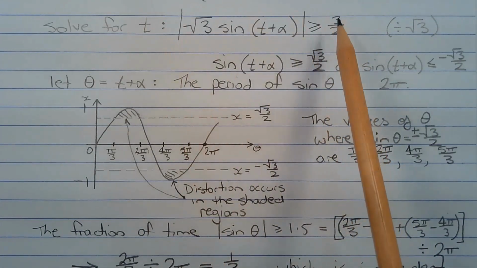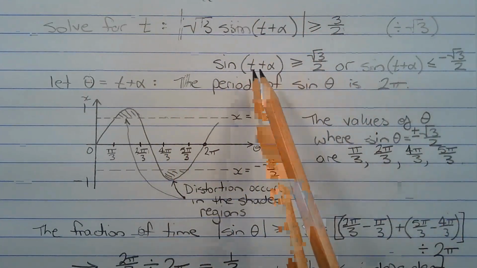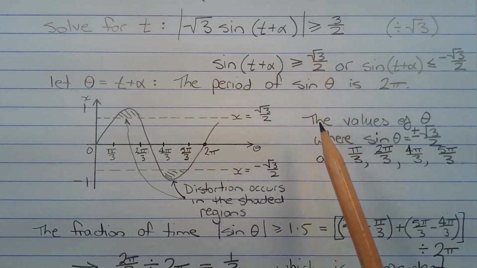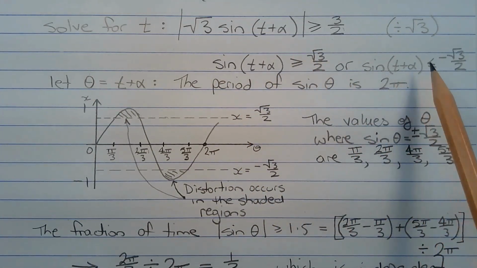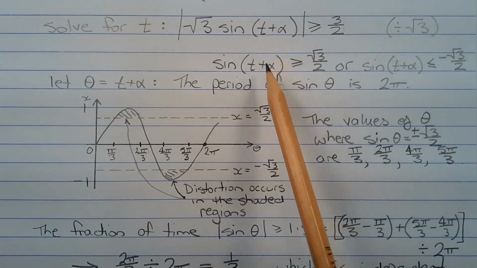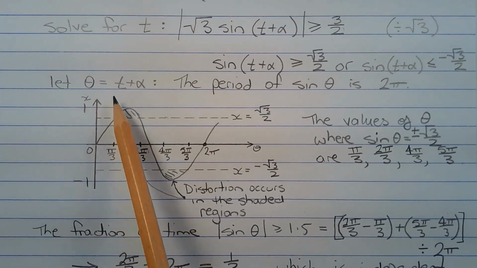Dividing both sides of the inequality by root 3 and expressing the absolute value as two separate cases, we have sine of t plus alpha is greater than or equal to root 3 over 2, or sine of t plus alpha is less than or equal to negative root 3 over 2. Now the value of alpha is unimportant in determining the fraction of time that the signal is distorting. Let theta equal t plus alpha.